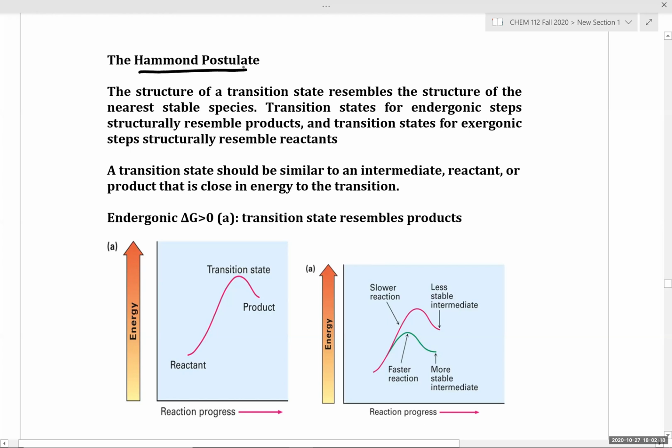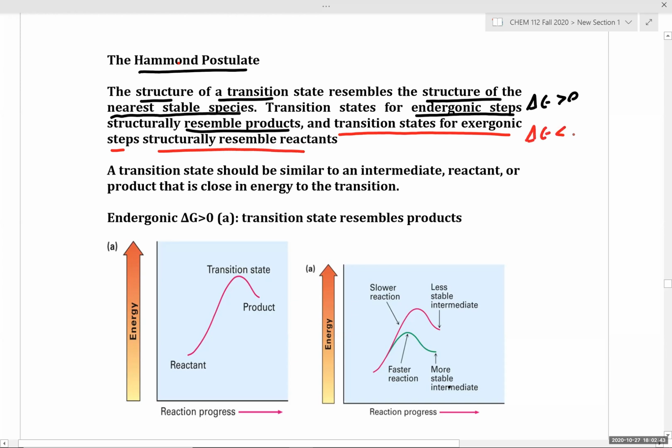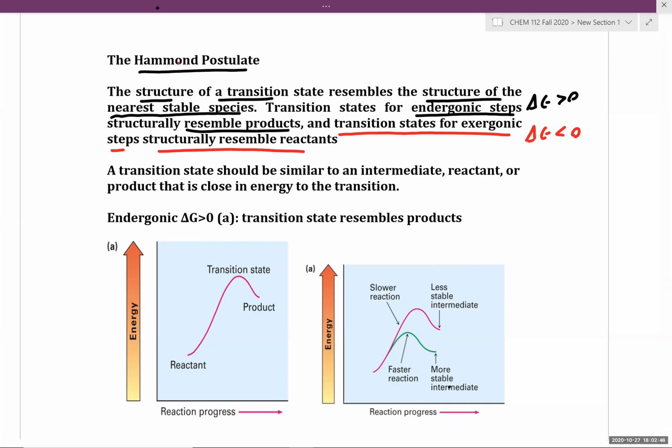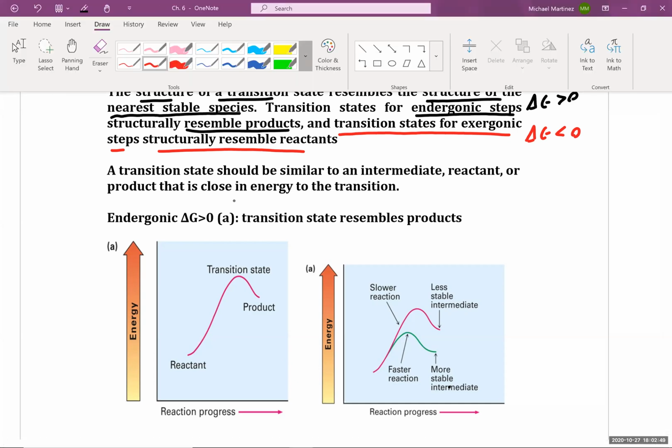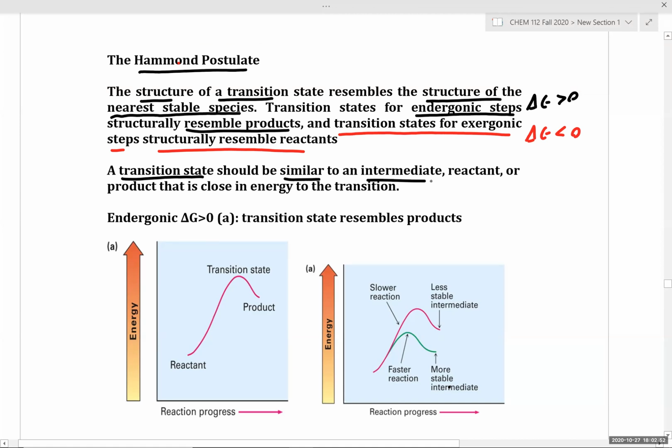So the basic principle behind this postulate is that the structure of a transition state resembles the structure of the nearest stable species. So transition states for endergonic steps structurally resemble products, while transition states for exergonic steps structurally resemble reactants. Okay? In other words, the transition state is similar to an intermediate, reactant or product that is close in energy to the transition state.